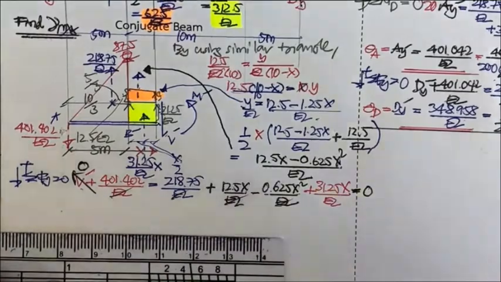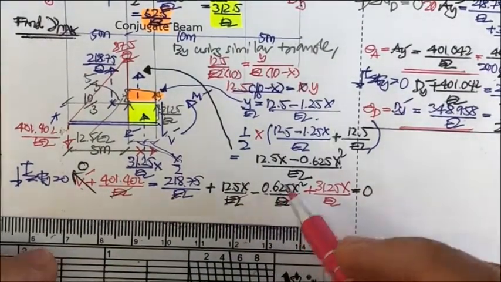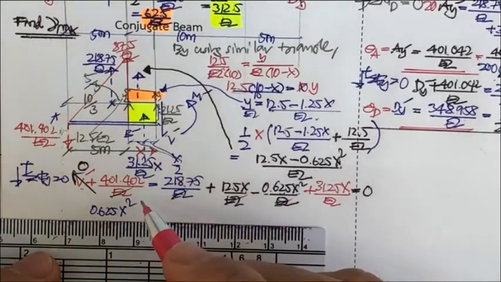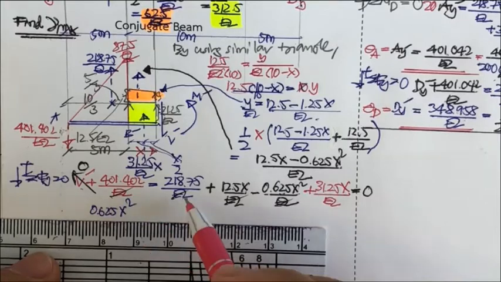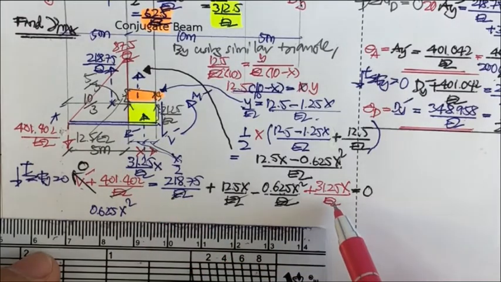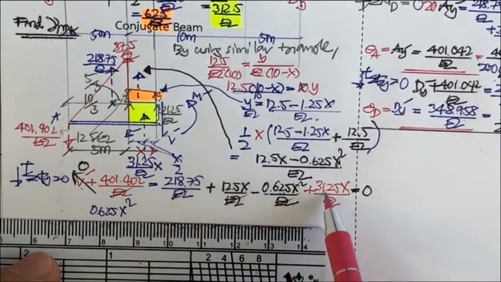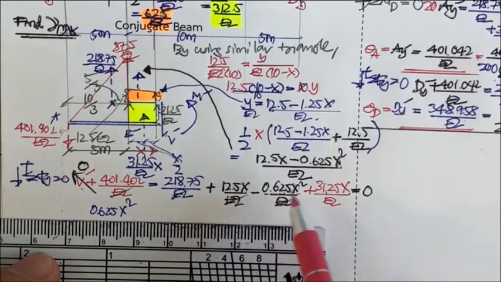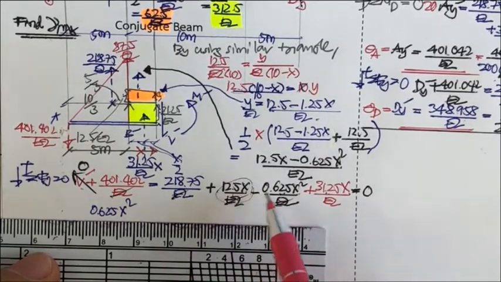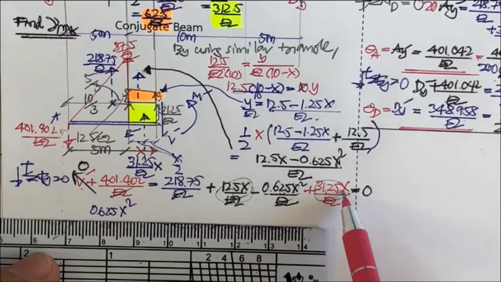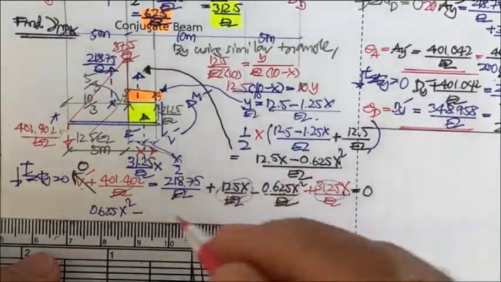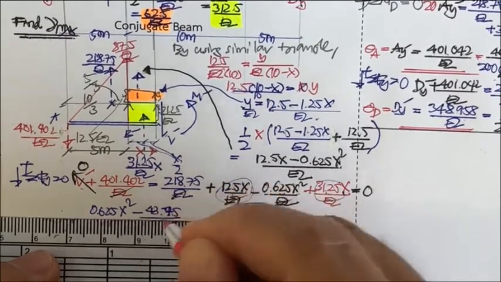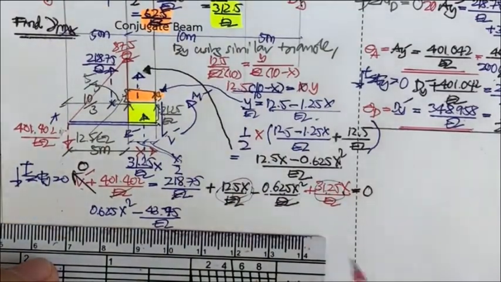And this one may take to the left. Okay, this one we have 0.625x squared. This one take to the left. And you have this one. This one and this one is going to be plus together. This is going to be this one and this one going to be 43.75 minus 43.75 divided by EI. Okay, take this one out.